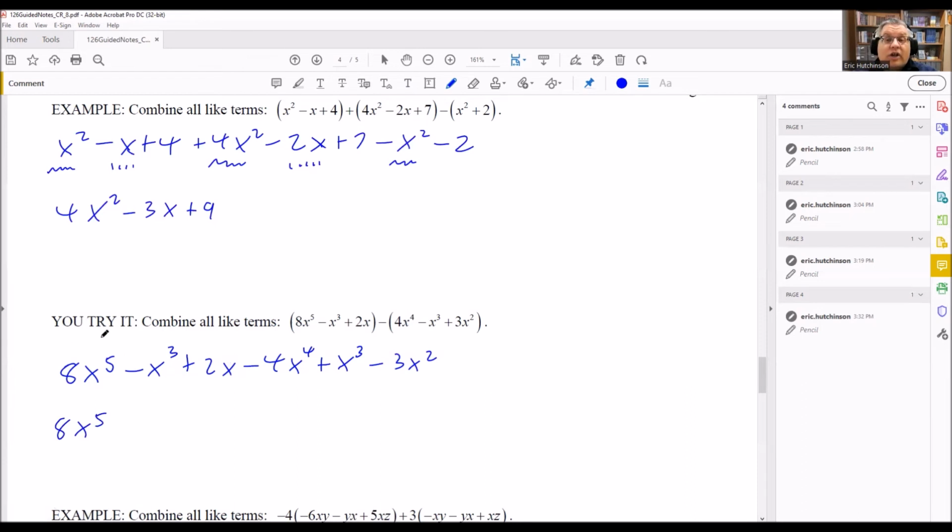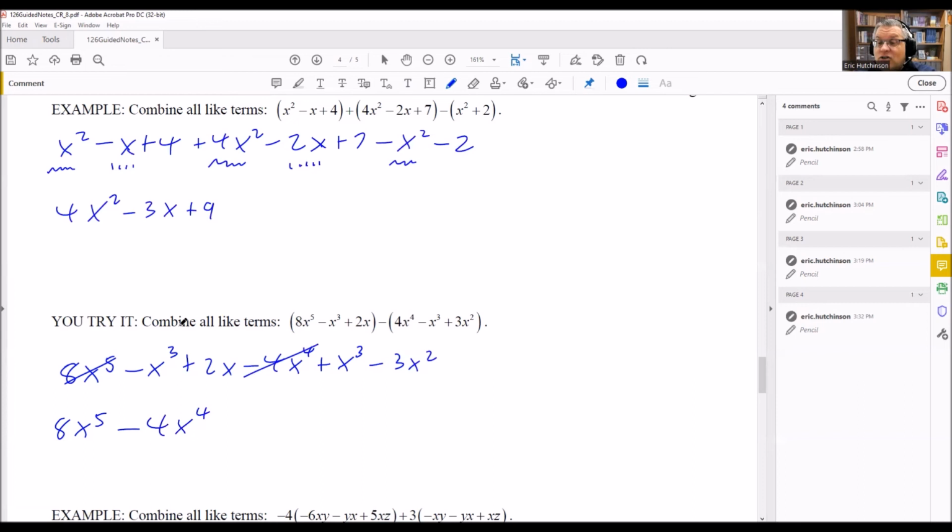Now, one thing that some students like to do is, as you put something down for your answer, you can cross it out from the list above, just to make sure you've combined everything together properly. So I put 8x to the 5th there. Nothing else combines with it, so I'll cross it off. Next highest power would be a 4th power, and there's only one term that has a 4th power. That would be this one here, so I'll go ahead and mark that off from the list.